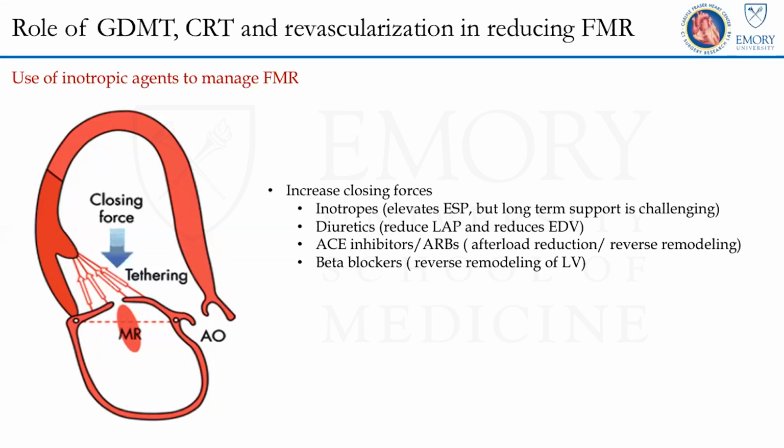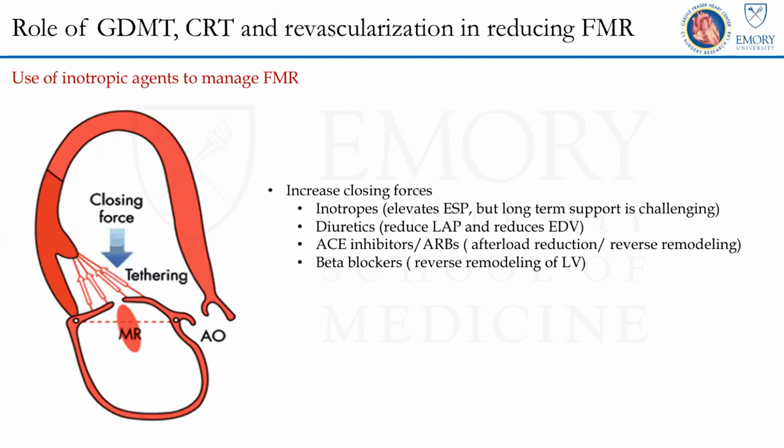Irrespective of the drugs that are used, the primary approach to reducing functional MR with medical therapy is to change the hemodynamic loading on the mitral valve, by increasing the closing forces or reducing the tethering forces, by potentially initiating some remodeling or reverse remodeling of the left ventricle. So the use of inotropes can elevate end systolic pressure, but long-term support with dobutamine or milrinone is quite challenging in the outpatient setting because of the need for intravenous access.